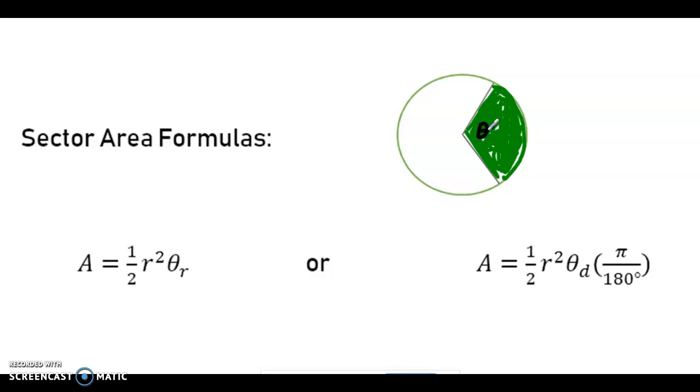That arc opens up to, and then that the circle is, and then we also need to know the radius. So once we know the theta, central angle, and the radius, then we can plug it into either formula depending on if theta is radian measure or is in degree measure. The difference between this and arc length is we're going to square our radius, and then we're going to take half of that times our angle.